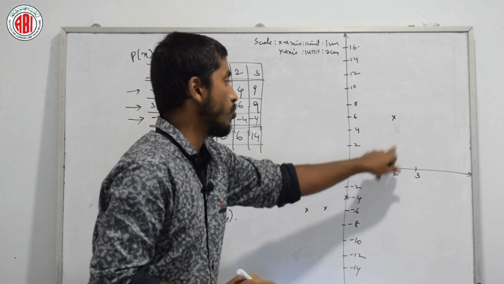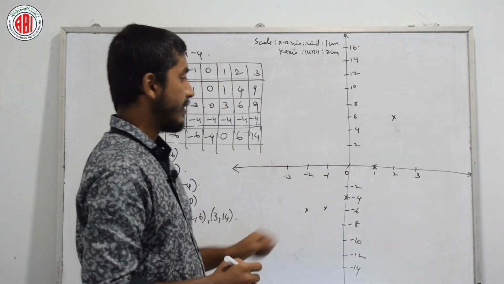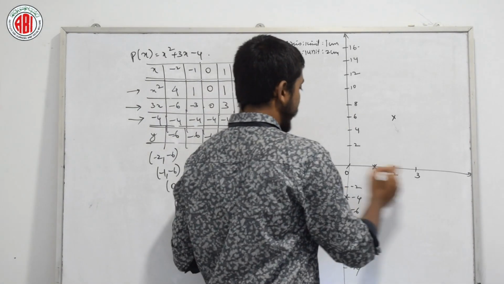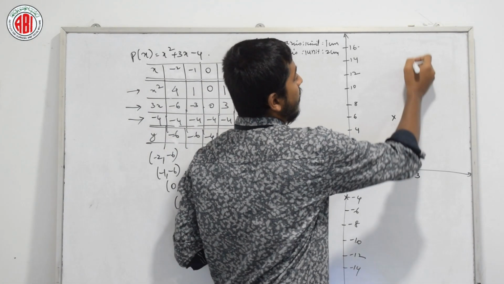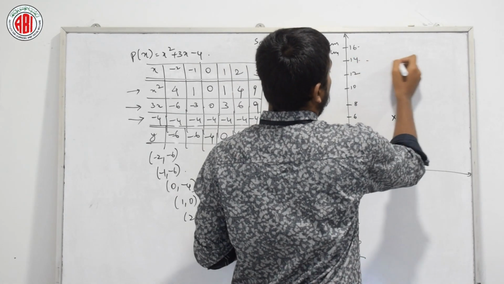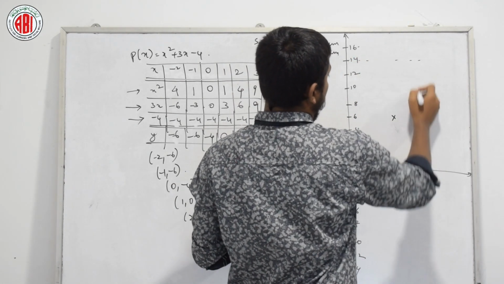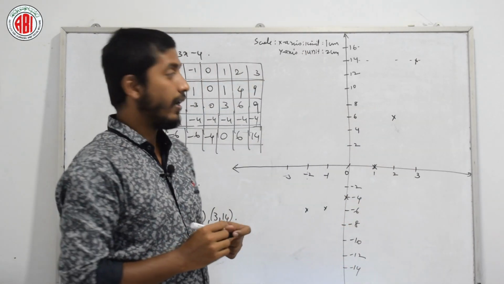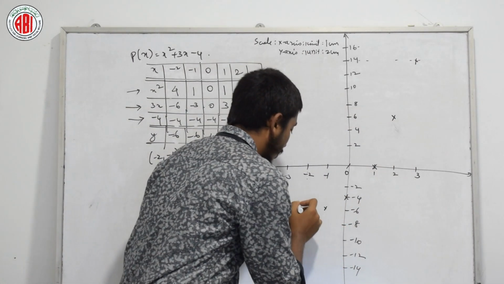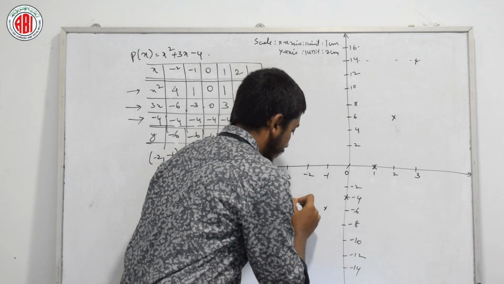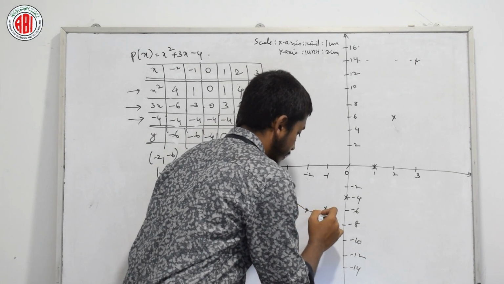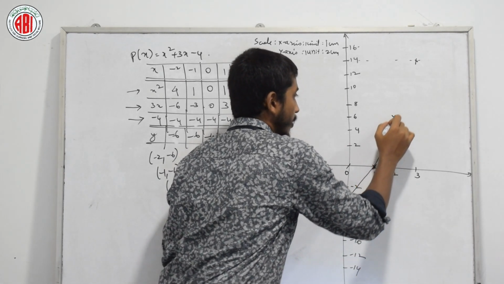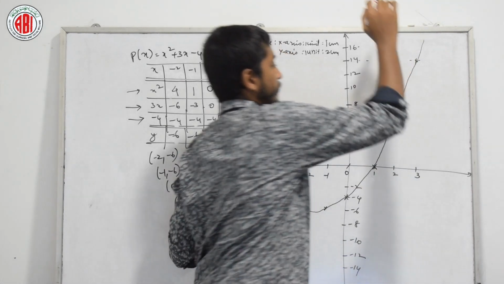Right? x is 2 and then y is 6. Similarly, (3, 14): x is 3 and y is somewhere here. See here, it is in this way and 3 is here. Okay, now let us join all the points here, from this point to this point to these both.